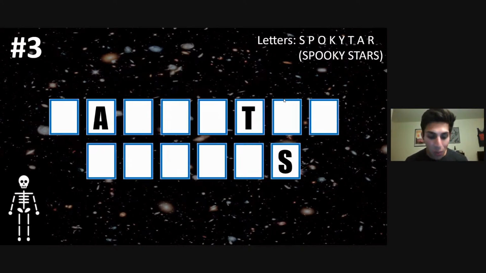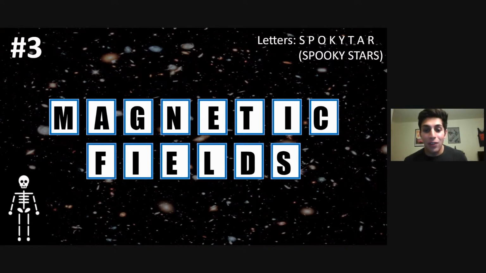Number 3, nobody got this one correct, which is kind of in keeping with how spooky they are. These were magnetic fields. There's a common joke in astronomy where if you don't understand why something is the way that it is, you say, oh, it's probably magnetic fields, because we don't understand them, and they're a good way to explain things we don't know how to explain.